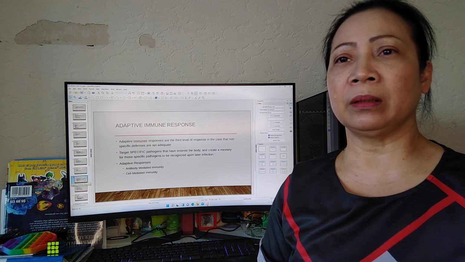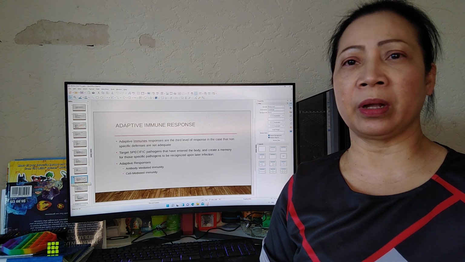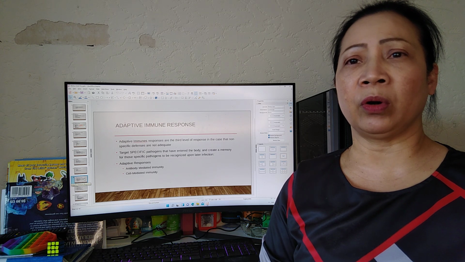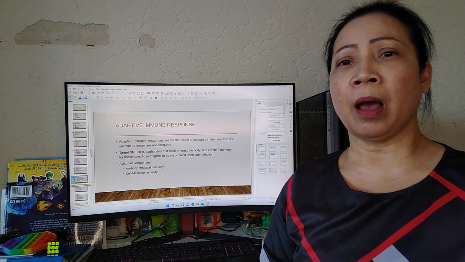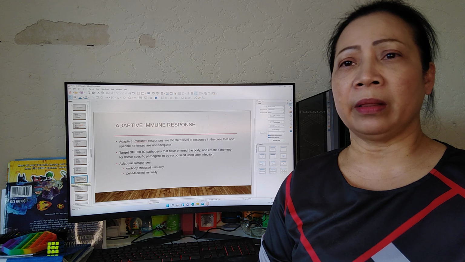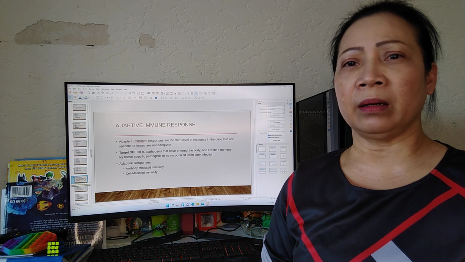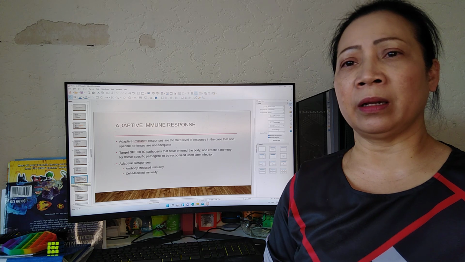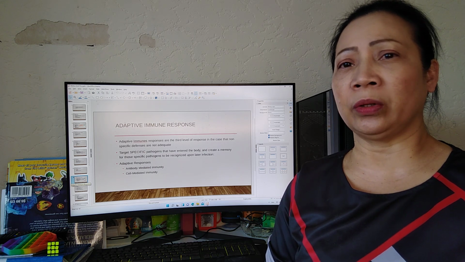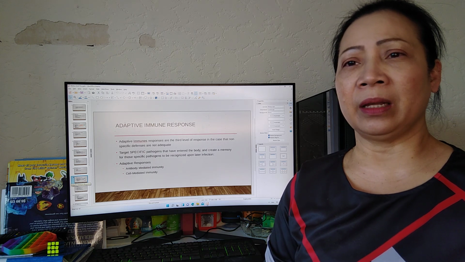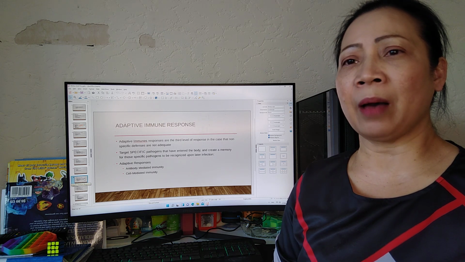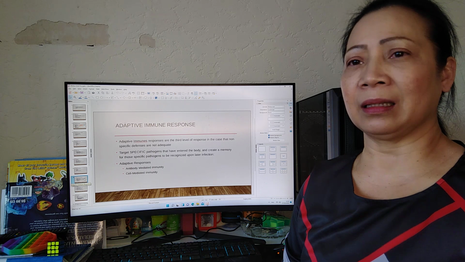Adaptive immune responses are the 3rd level of response. The adaptive immune response creates a memory for those very specific pathogens. They will then be recognized upon later infection, and they will be killed more efficiently. So the adaptive responses are 2 different types: antibody-mediated immunity and cell-mediated immunity, which happens through T cells.